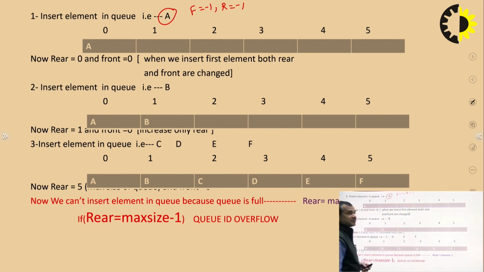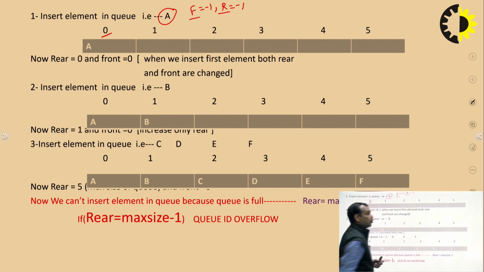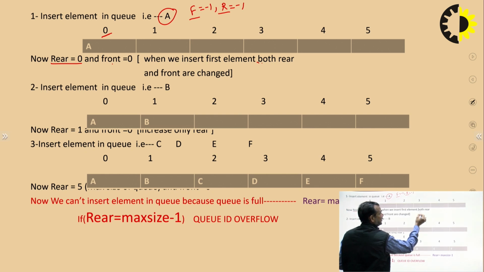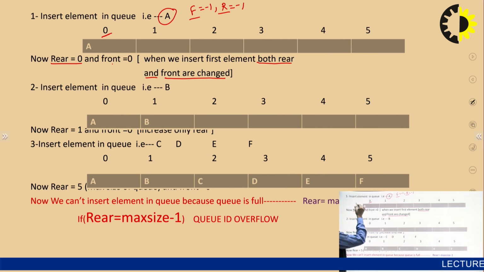When we have to insert the first element, where does the first element go? 0. So it means we have to increase the value of front and rear, both. Similarly here, when we insert the first element, both rear and front are changed. So in this condition we can say that our front equal to 0 and rear equal to 0.